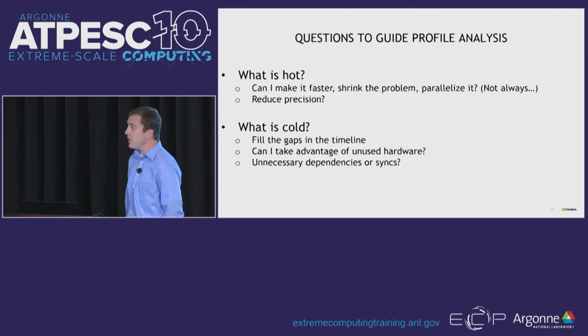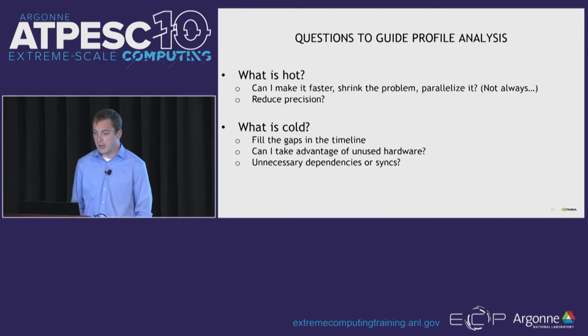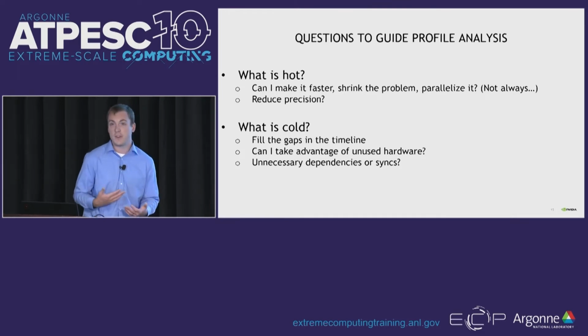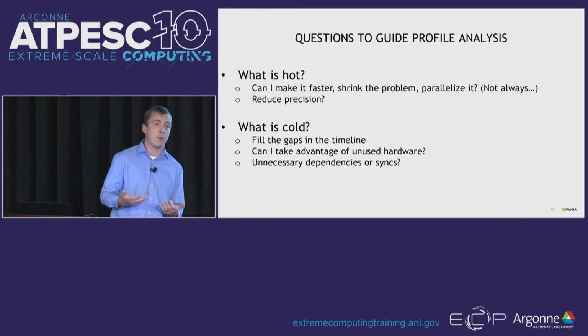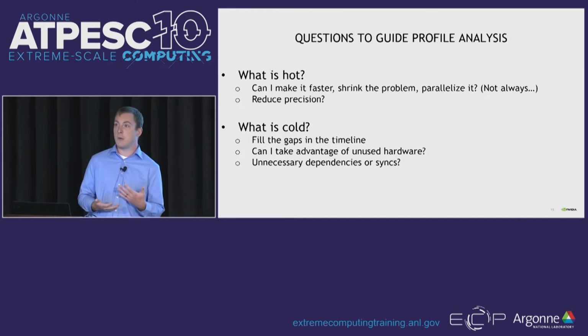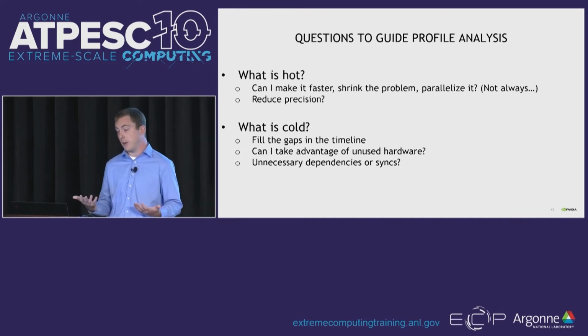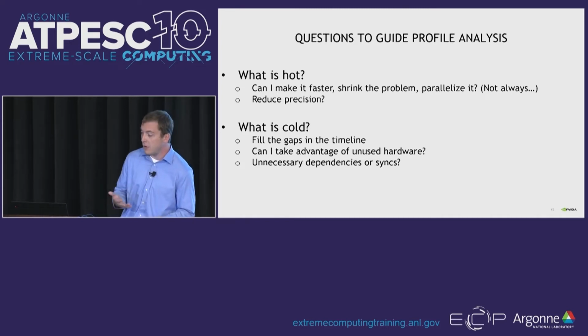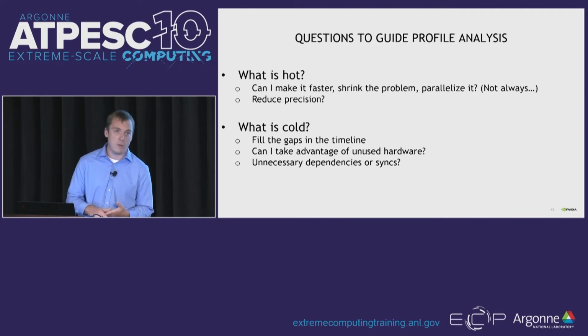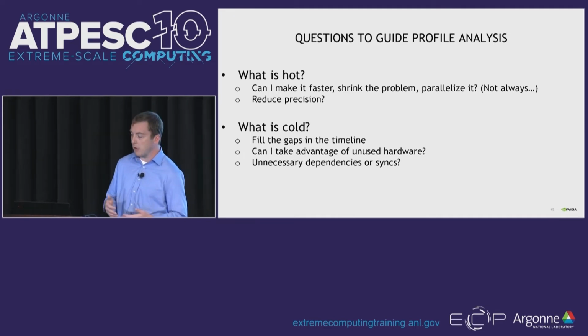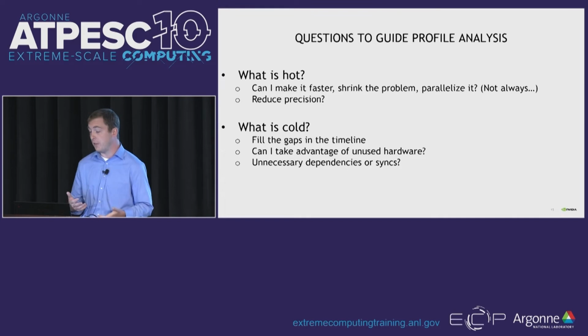All right, some really generic questions. These are pretty obvious, but let's just look at them: questions to guide your profile analysis. What are the two questions you want to ask? First of all, what is hot? What is taking the most time? What is really getting that GPU screaming? Sometimes that's what you want to focus your optimization on. Sometimes you're maybe calling an optimized library and there's not much you can really do there, so it's not always, but it's often something to spend time on. Can I make it a little bit faster? Can I shrink the problem? Can I maybe get more parallelism out of this? Can I maybe even reduce precision?